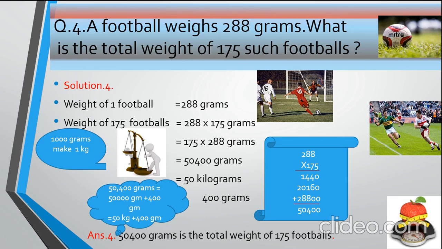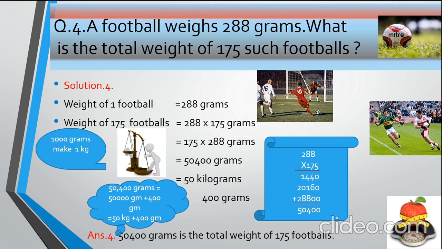Question number 4 is a football. One football weighs 288 grams. Means the information given is 288 grams is the weight of one football. And the line of question is, what is the total weight of 175 such footballs? Means information for one football is given and it is asked for 175 such footballs, means footballs of the same weight. So it is very simple. You have to do multiplication.